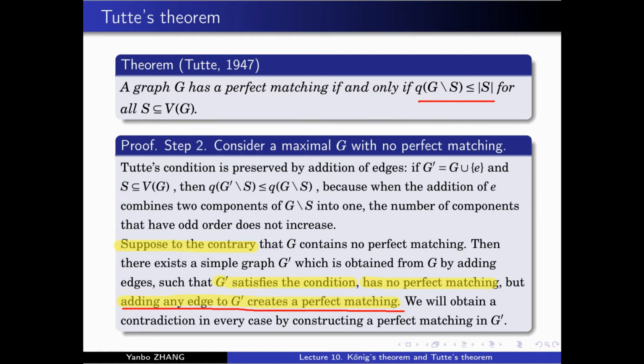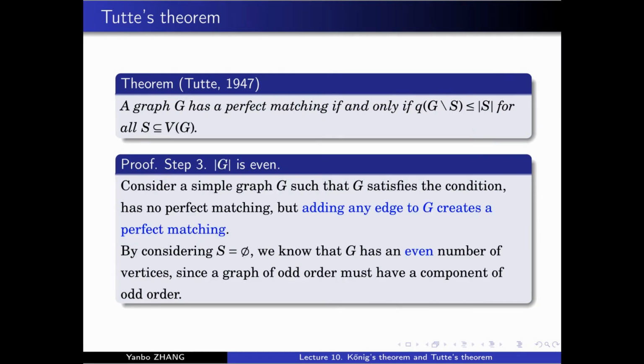We will obtain a contradiction in every case by constructing a perfect matching in G'. G' has no perfect matching, but we can find a perfect matching. This contradiction implies that our assumption is false. G contains a perfect matching. This is what we will do in the next step. This is the third step of the proof.